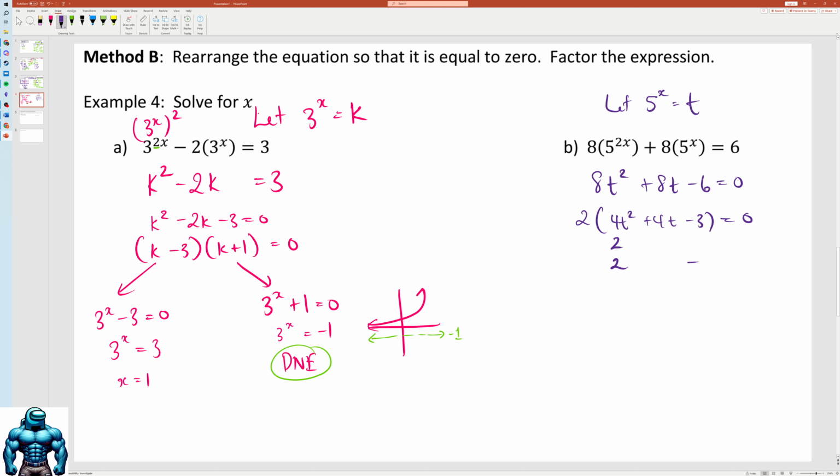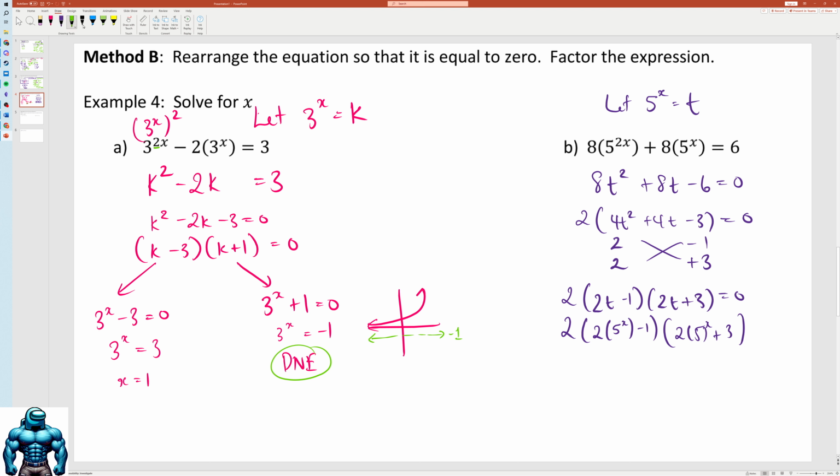By intuition, a minus plus 3 and a minus 1 works out quite nicely. We're going to get 2 times (2t minus 1) and (2t plus 3) is equal to 0. What's next? Okay, once again, maybe we'll put back our t's. t was originally 5 to the x. So we have (2 times 5 to the x minus 1) and, once again, (2 times 5 to the x plus 3). Okay, and we have to solve each of those factors.